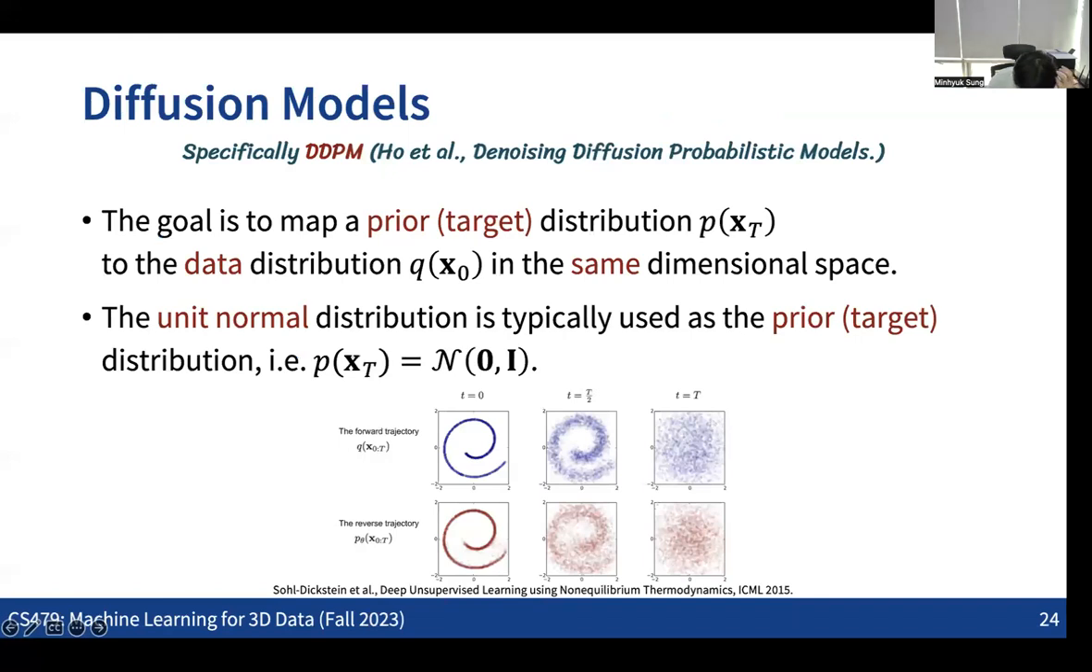Yeah, so what you can see is that the goal is to map the target distribution, or the prior distribution, into the data distribution in a way that we can sample from the target distribution and map that to all the points in the data distribution. Especially in diffusion models, we are going to make both the target distribution and the data distribution distributions in the same dimensional space. And as the target distribution, we are going to use the unit Gaussian distribution. So that's basically what we are going to do.